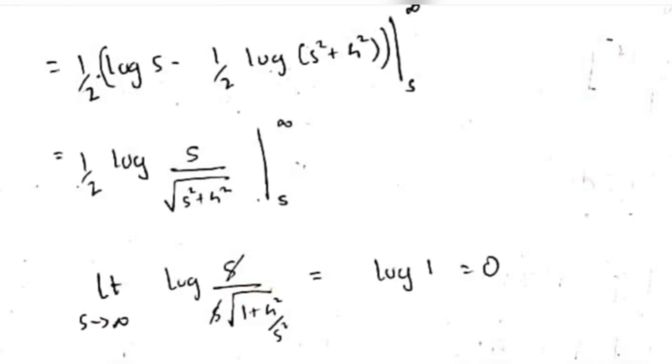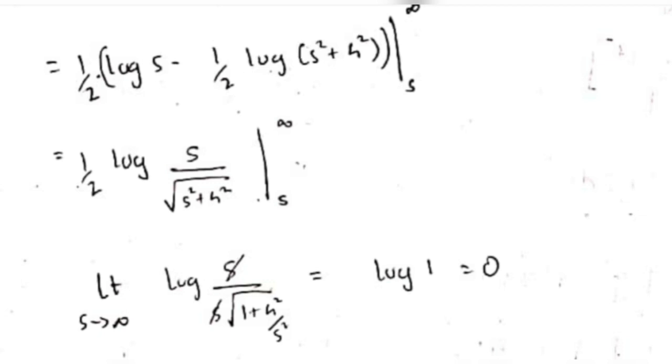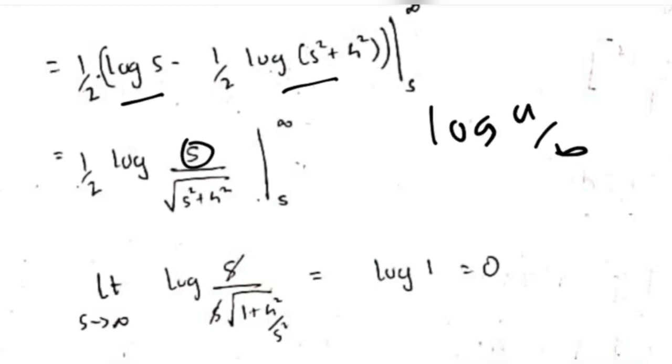See, observe here, if I take this half inside this log, if it's half log a, that's equivalent to log of a raised to 1 by 2. Okay, so when taking 1 by 2 inside we will have root of s square plus 4 square. Now the other rule which is being applied here is log a minus log b, which is log a by b.